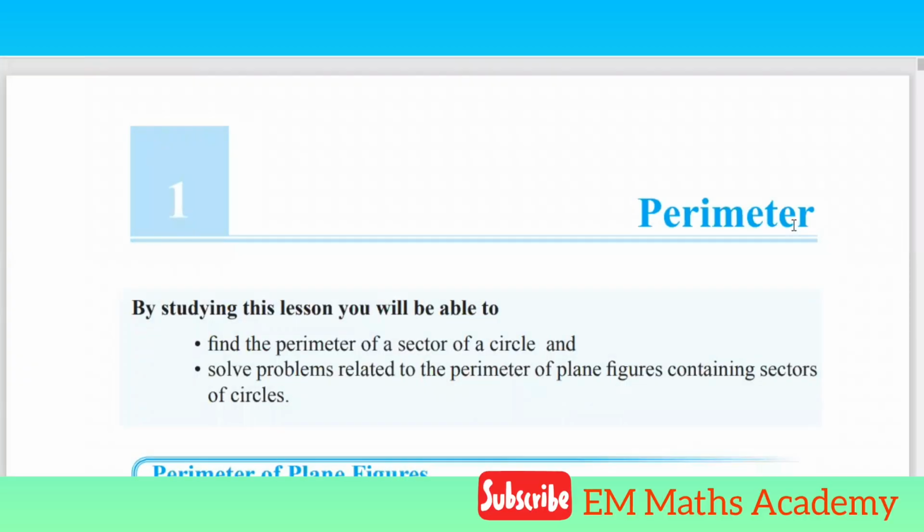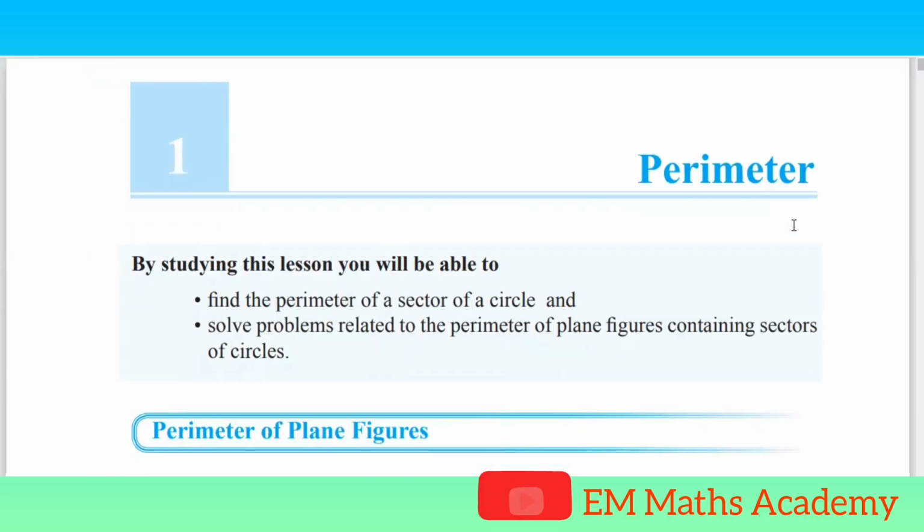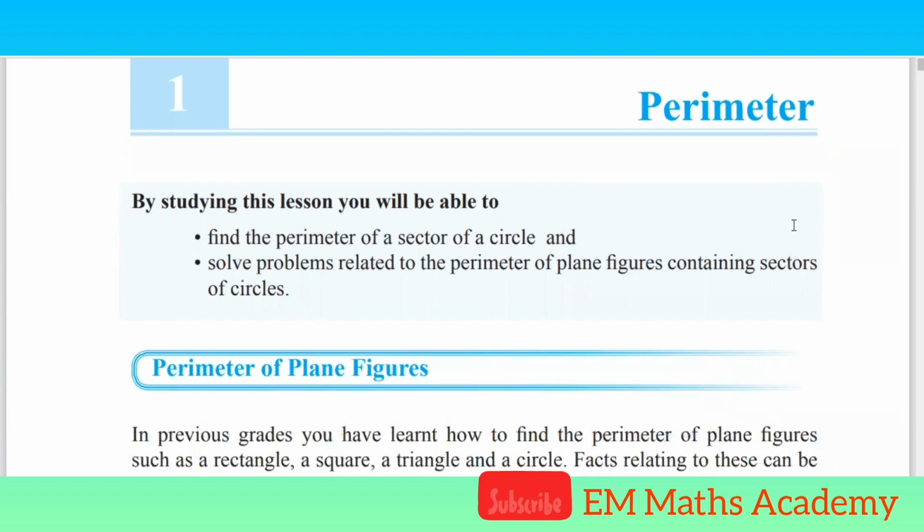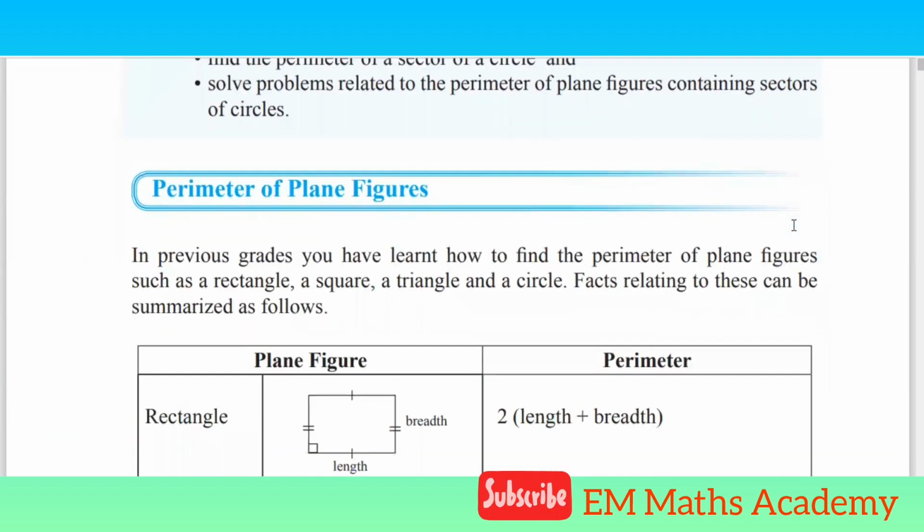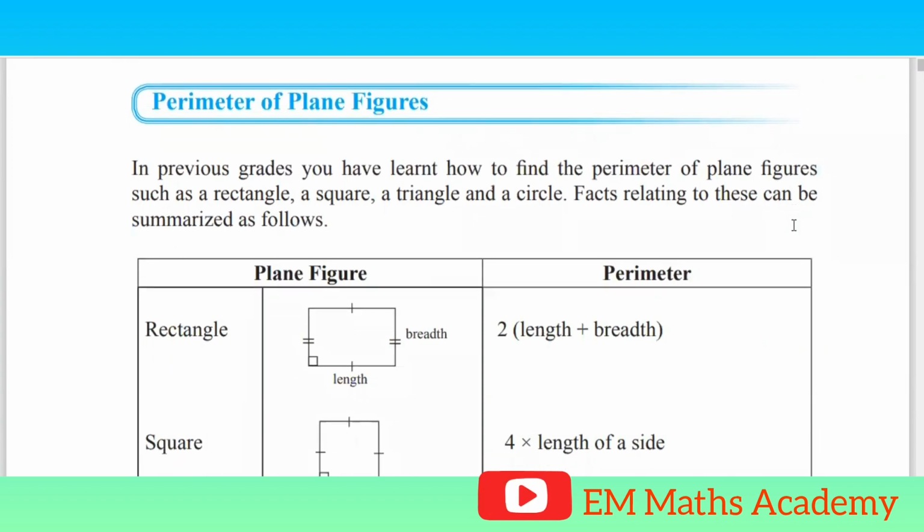Okay. What is our first lesson? The grade 10 first lesson is perimeter. Okay, perimeter. Then what is meant by perimeter? Do you have an idea about what is meant by perimeter? Perimeter is defined for the closed plane figures. Okay, then what are the closed plane figures?